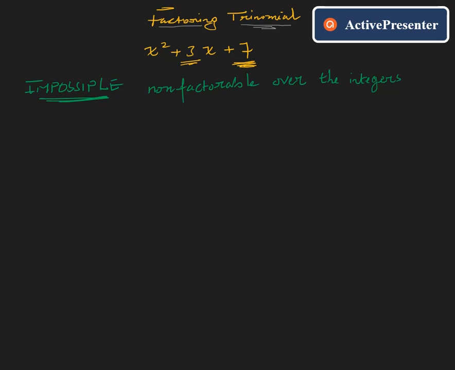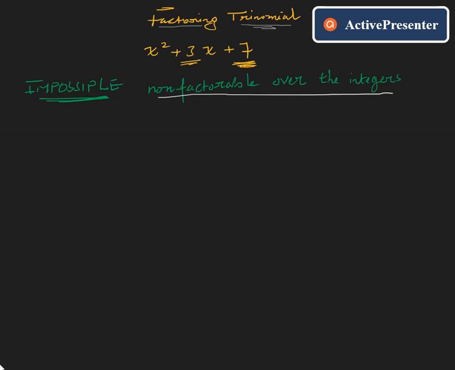where the product of two integers is the last term and the addition should be the middle term. We cannot do so in this example, so it is said to be non-factorable over the integers.